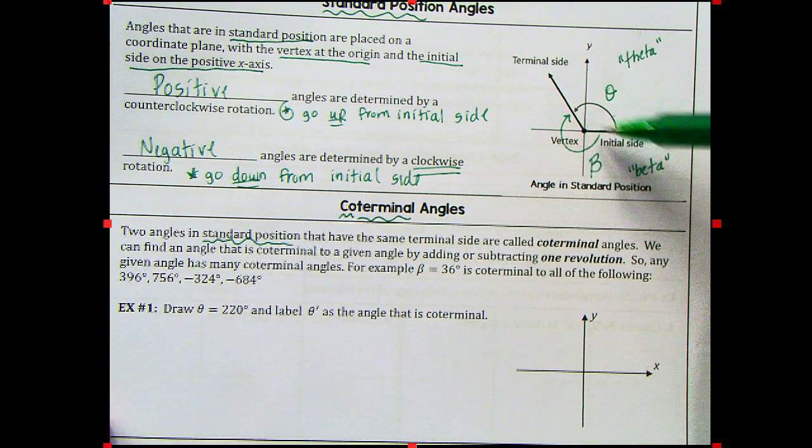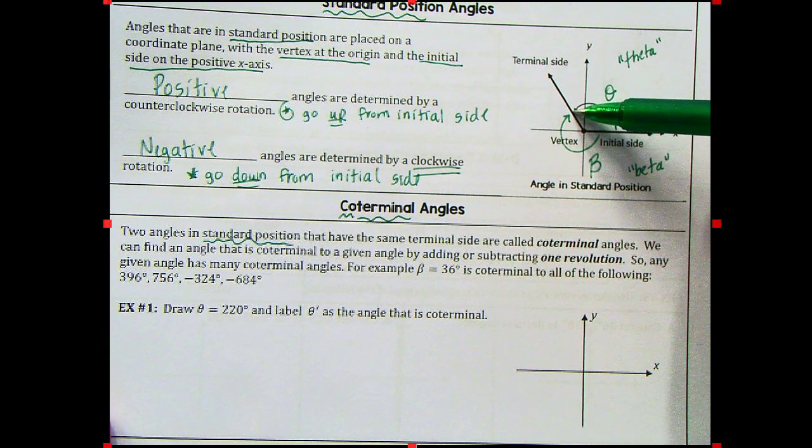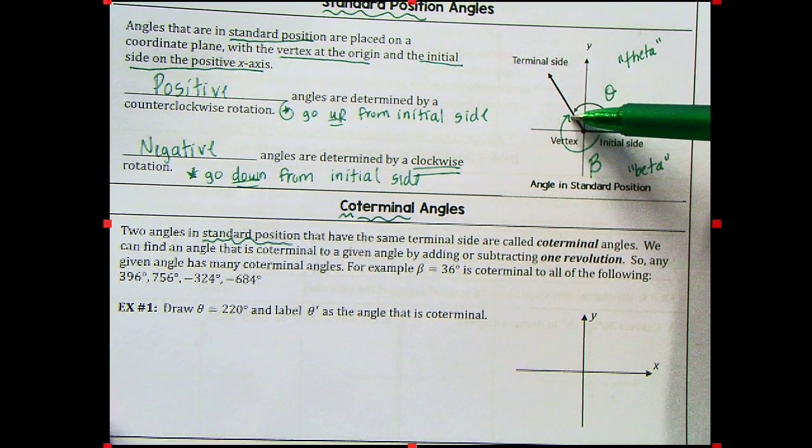Like say this was 100 degrees, just to make it easy. If this is 100, I could add 360 more. That would be another coterminal angle. But I could keep adding or subtracting 360 and I'll keep ending on that terminal side. All of those angles are coterminal angles.